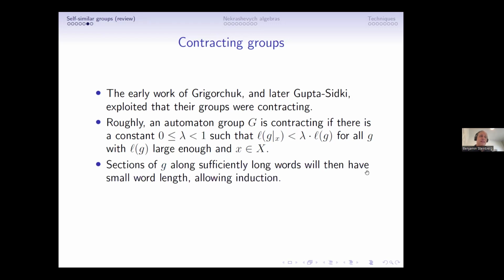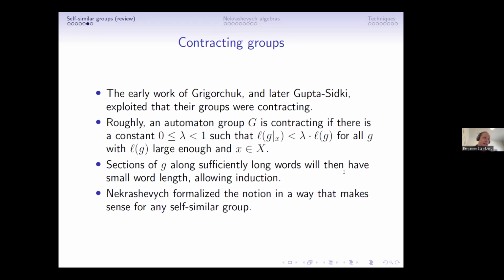And this lets you do induction. The way Grigorchuk proves that his group is an infinite 2-group is he does induction on the word length, and then he uses this contraction property to eventually get that the sections you all see have finite order. Now you have to do a little bit of a trick to also make sure you actually raise it to a power first and still have things contracting. But anyway, that's the idea.